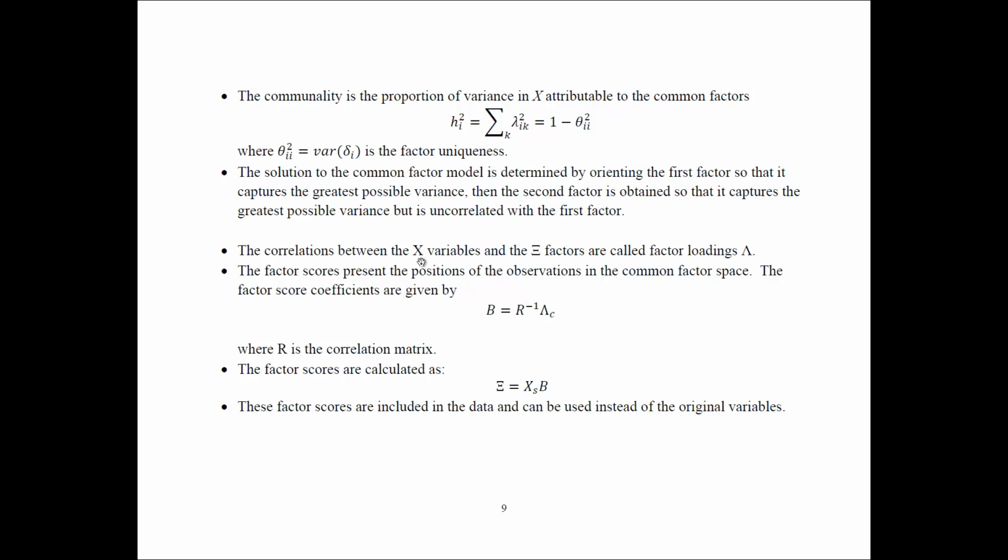Now the correlations between the original x variables and these xi factors are called the factor loadings, lambda. Once we have that, we can represent the factor scores, which are the positions of the observations in the common factor space. The factor score coefficients, beta, would be equal to R to the minus 1 times lambda, where R is the correlation matrix of the original variables and lambda is the factor loadings. So we can obtain these factor score coefficients. Once we have them, we can calculate the factor scores as xi equals xs times beta, where beta is the factor score coefficients and xs are the original variables. These factor scores are included in the data, and they could be used instead of the original variables.